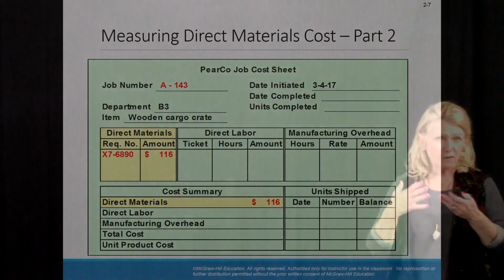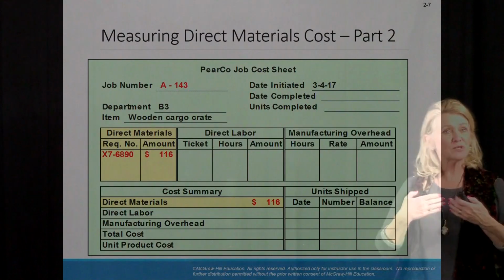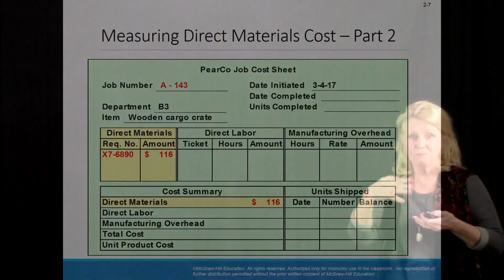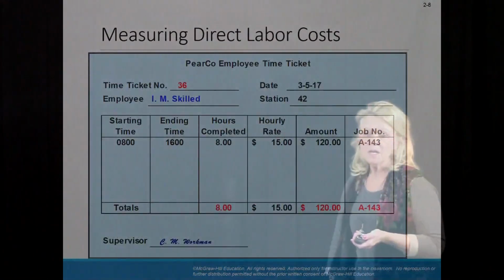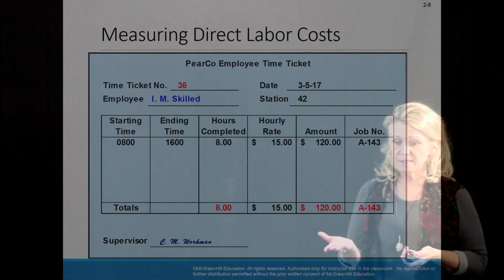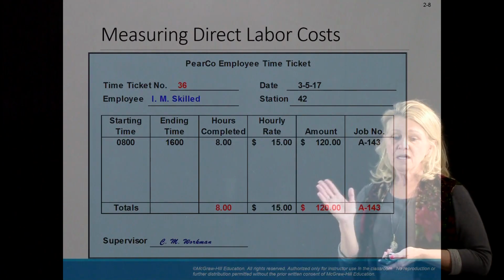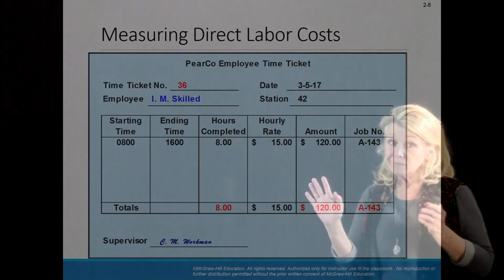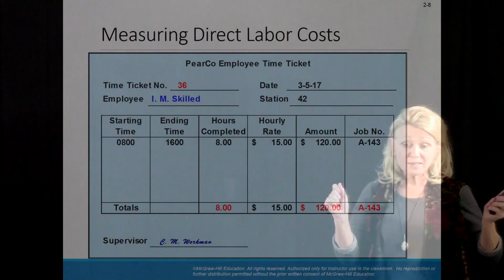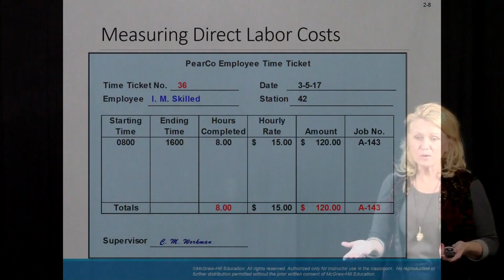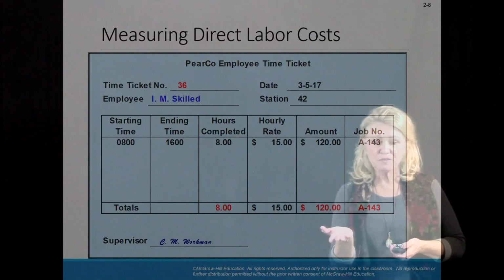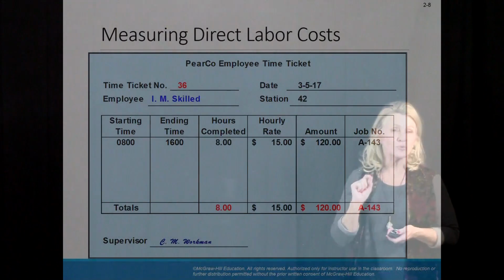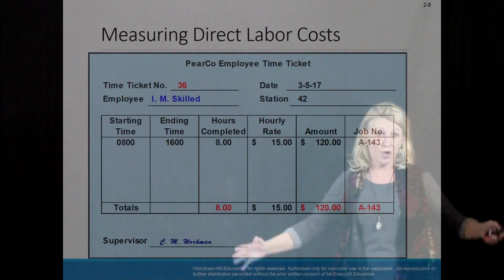Most companies fill out a cost sheet and determine how much this is going to cost them, so then they can tell the customer how much it's going to cost the customer. We can measure direct labor costs. So we know it takes 8 hours to build one crate. We've done this historically. We've practiced it. We've put it together. We know it takes 8 hours. We know our hourly pay rate is $15. So we know that it's going to cost $120 in direct labor to build this cargo crate.